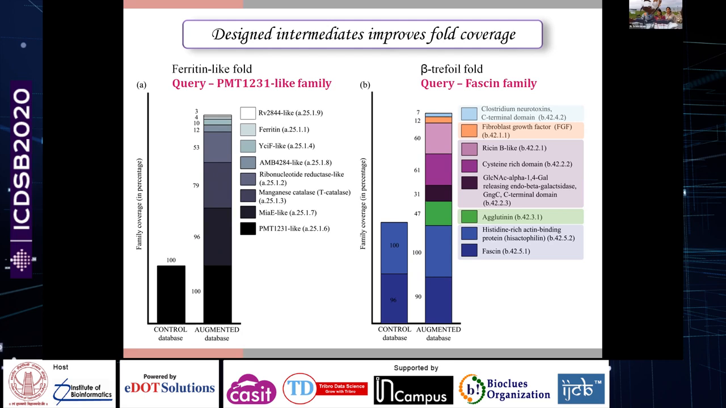intermediately related. So for example, for the ferritin-like fold query, if you had used natural sequences, the y-axis shows the percentage coverage of the homologs. That's all you get. But in the case of augmented, which means augmented with artificial sequences, you get a lot more. Same thing for the beta to file fold, one of the notoriously difficult protein families to find homologs.